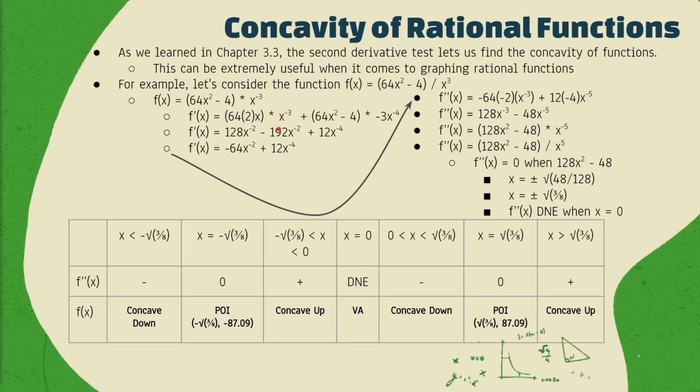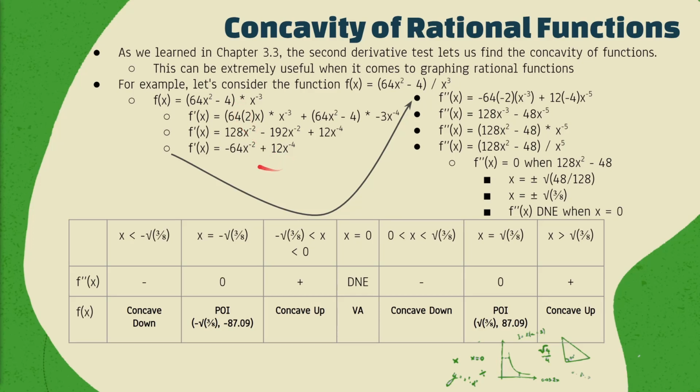Now it just becomes basic algebra. I opened these brackets and got 128x to the power of -2. And then when you open these brackets, you get -192x to the power of -2 plus 12x to the power of -4. Collecting like terms gets you this value right here. You could try to go further by factoring it, but remember we need to find the second derivative, so I decided to stick with these values for now since they're still pretty easy to work with.